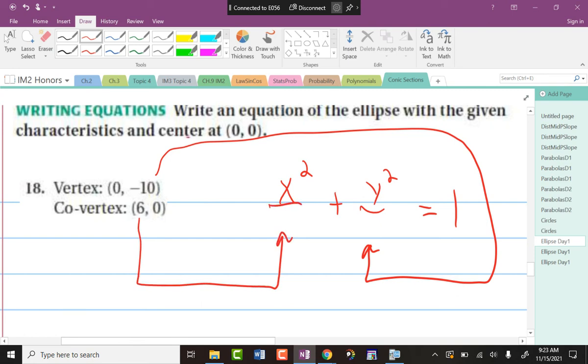What goes underneath x squared? 3, 2, 1, go. 36. This is simple stuff. That is the radius value. It's the radius value squared that goes underneath there. What's the number underneath y squared? 3, 2, 1, go. 100, and that's it.